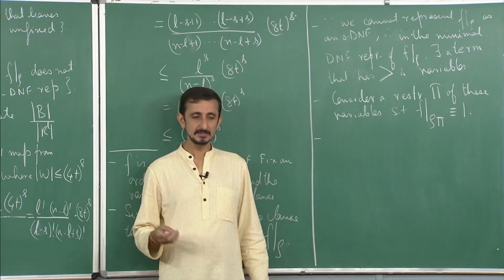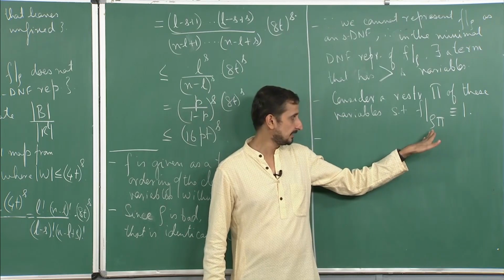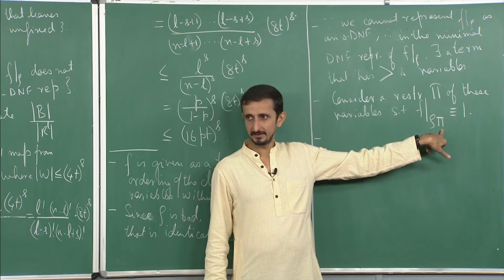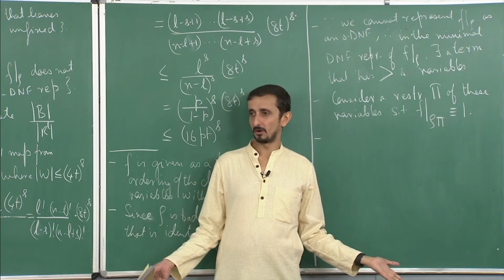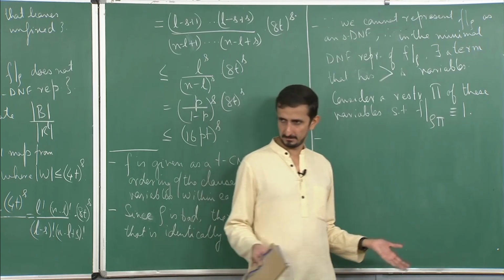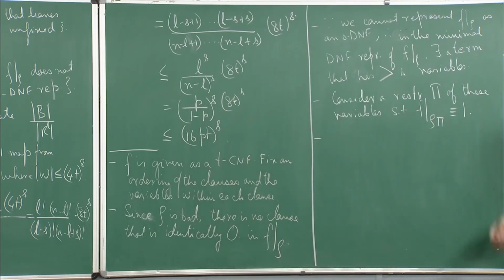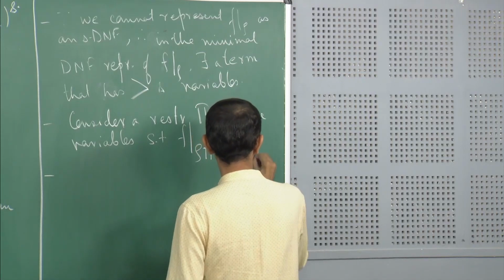Identically equal to 1 means that if I take the function f and fix the variables according to rho and pi, the function is 1. It does not depend on the other variables any longer. The function is identically equal to 1. So this is what this notation means, and I will be using it quite a bit.